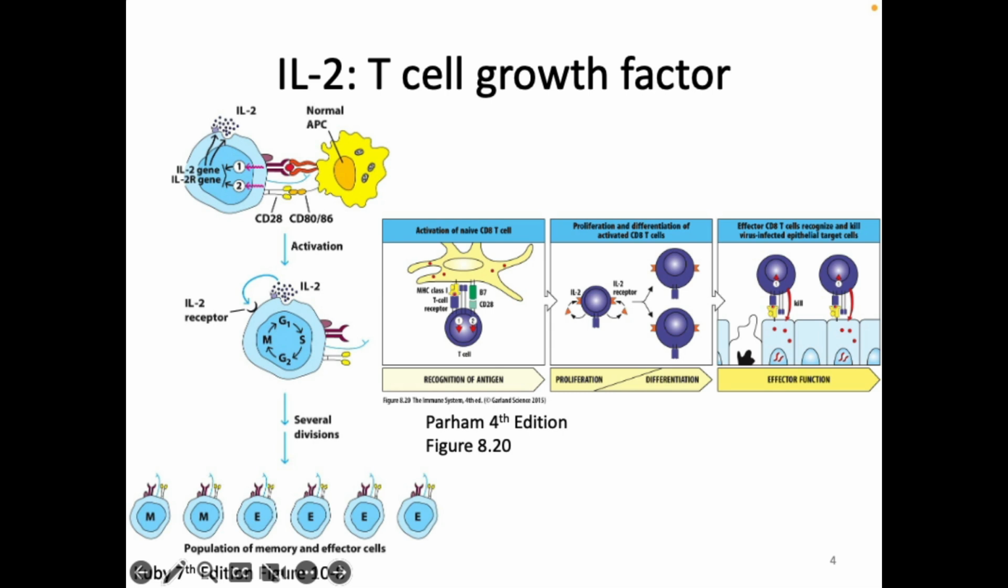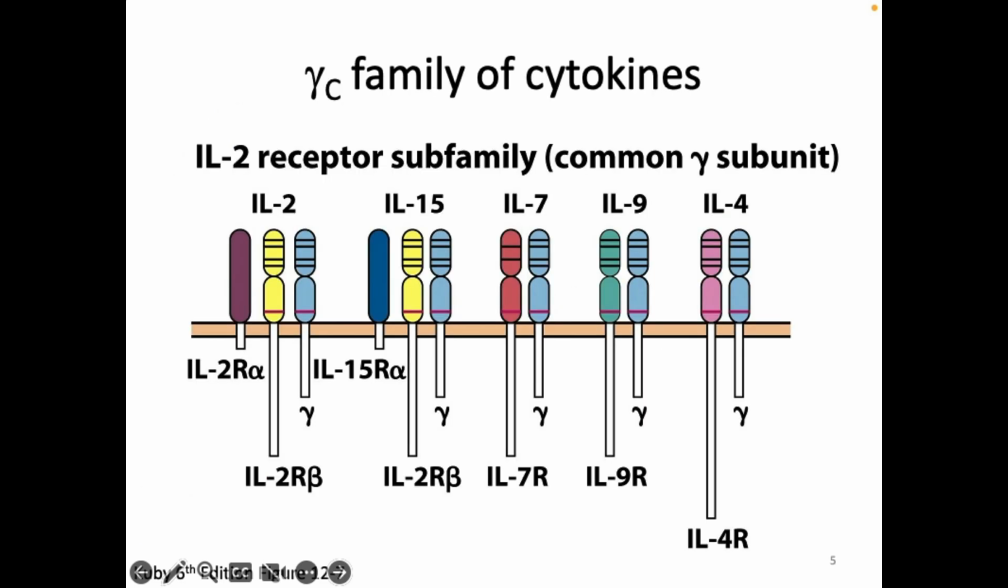So the IL-2 receptor is shown on this slide. And what you can see about the IL-2 receptor, which is shown over here on the left, is that it has 3 different protein chains that make it up.